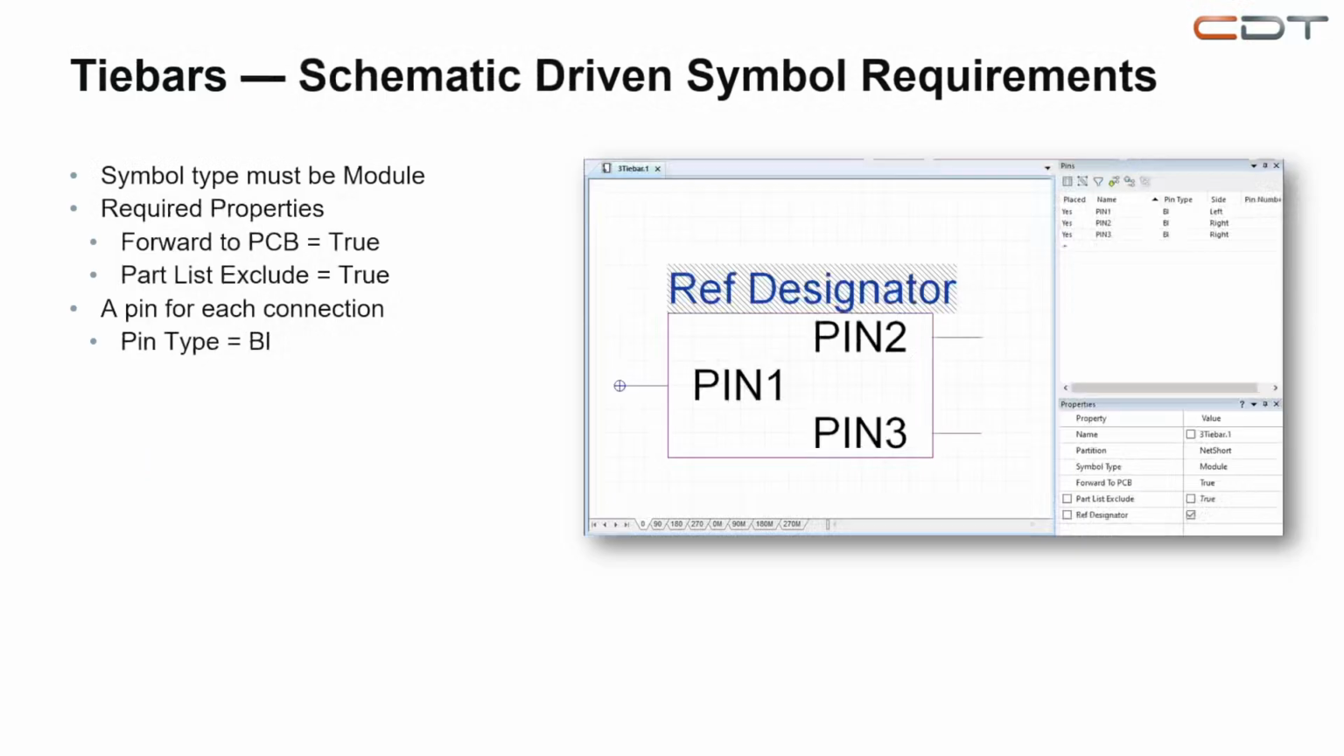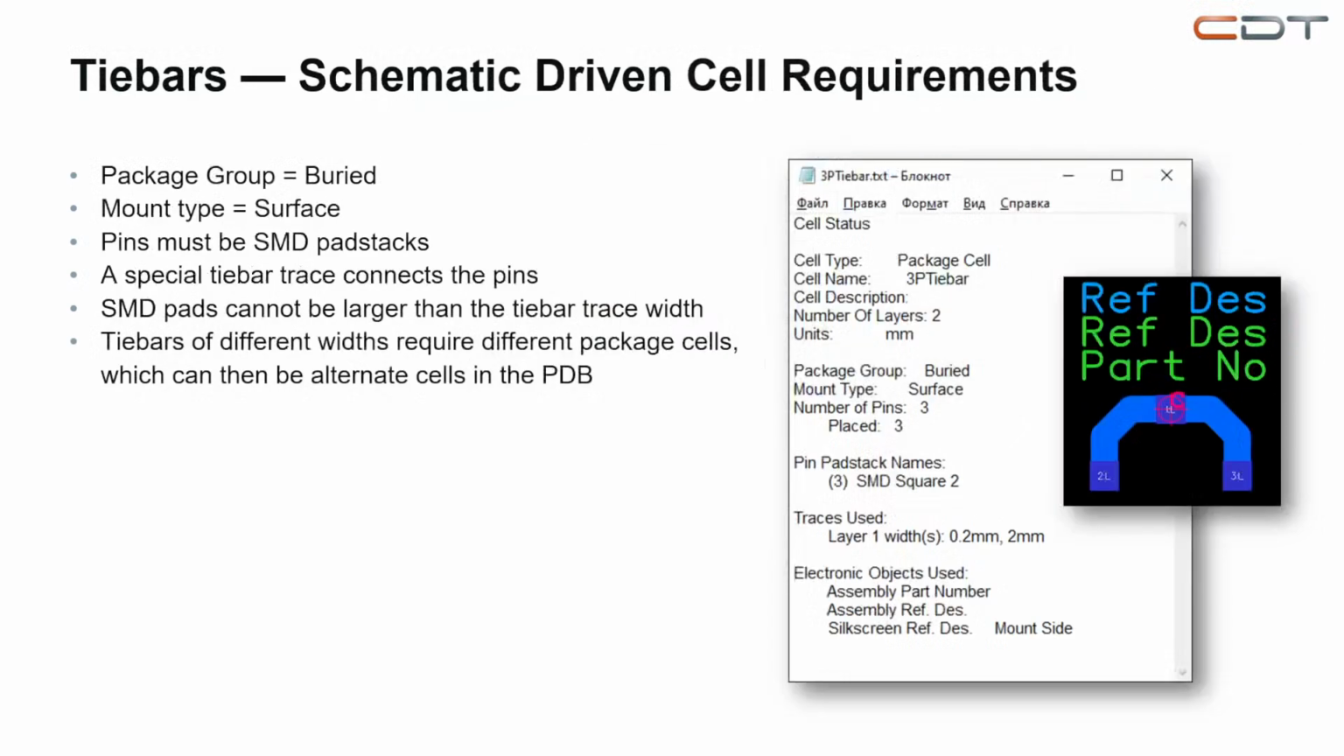But for the first type of tiebar, the schematic driven tiebar, we also need a symbol. It also should be a module. It also should have properties forward to PCB, part list exclude, and all pins should be bidirectional. However, for the cell, it's slightly different. Package group should be buried, mount type should be surface, and pins must be SMD path stacks. The process of creating a special tiebar trace is a little bit tricky, but I will show how it's done.